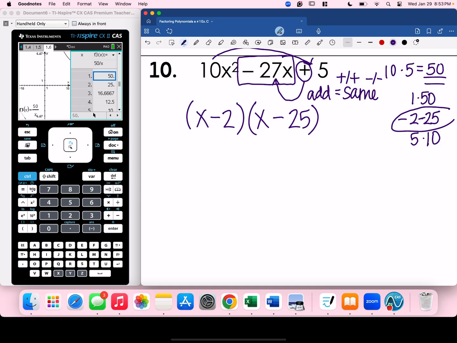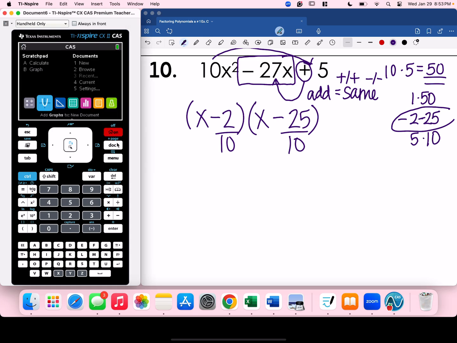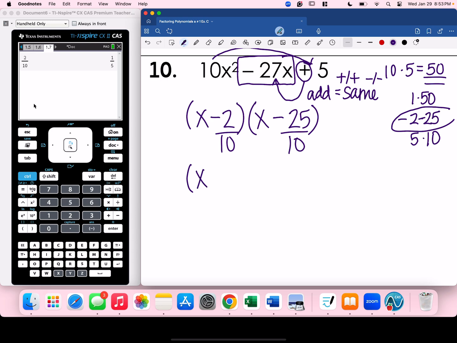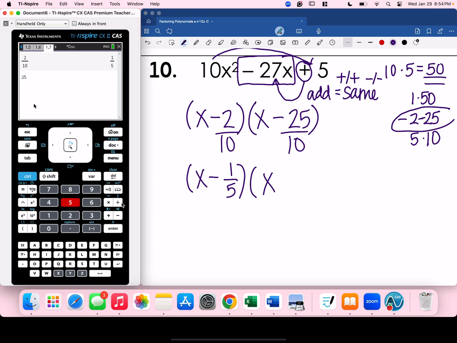My next step is going to be to divide by our leading coefficient of 10, and now I reduce my fractions. So opening up a calculator window, we are dividing 2 by 10, and we end up with 1 over 5. So here this reduces to x minus 1 over 5, times, now we have x minus 25 over 10, which is going to reduce to 5 over 2.